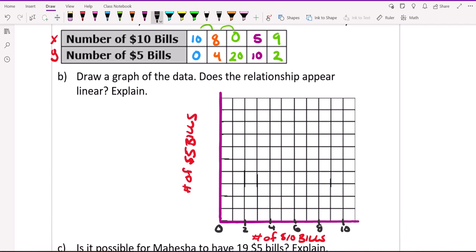But going in the other direction, our biggest value is 20. So how do we do our spacings here? What do you think, Max?